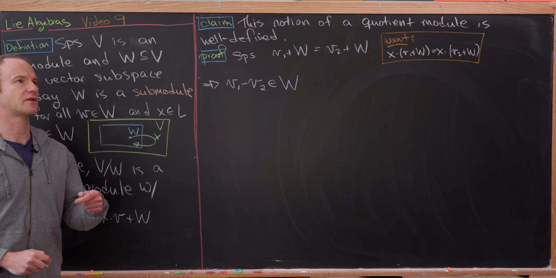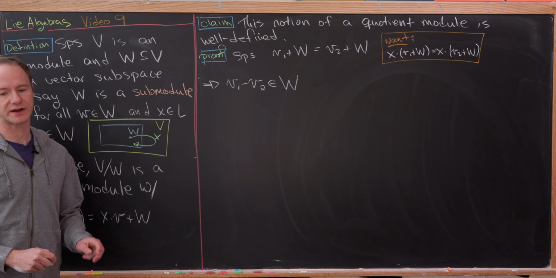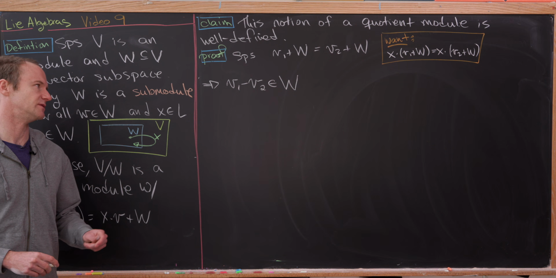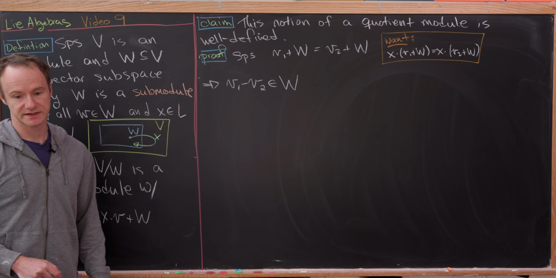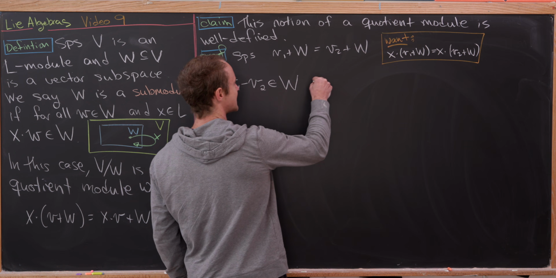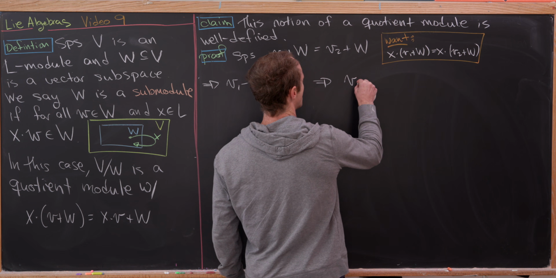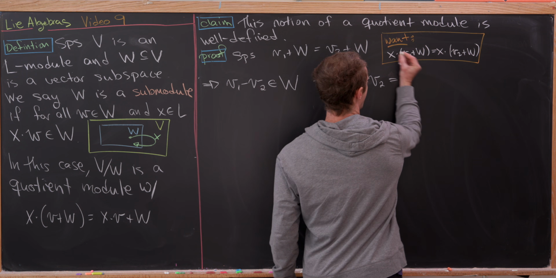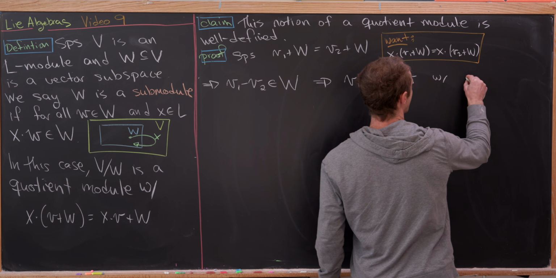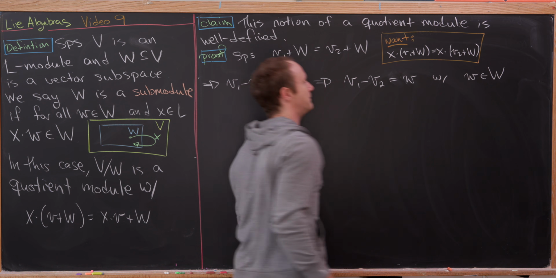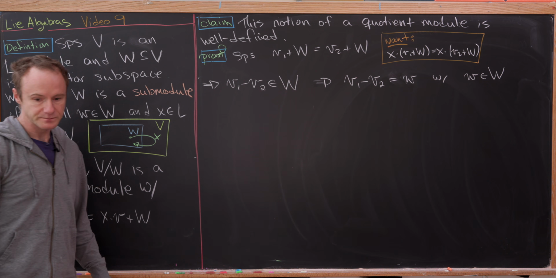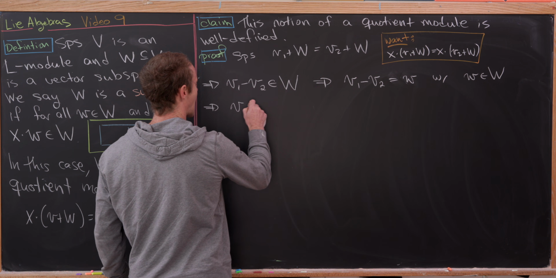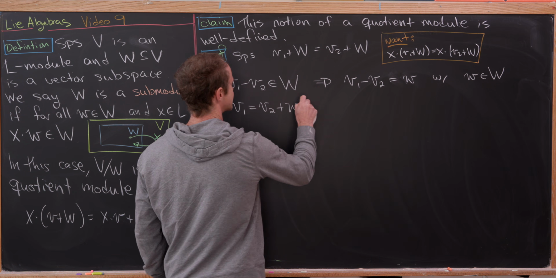You might have seen it with quotient groups or with quotient rings. With quotient groups, it's slightly different because the group operation could not be addition. Okay, great. But notice what this tells us is that v1 minus v2 is equal to something that I'll call little w, with little w inside of big W, like that. Okay, great. But now we can write v1 as v2 plus w.